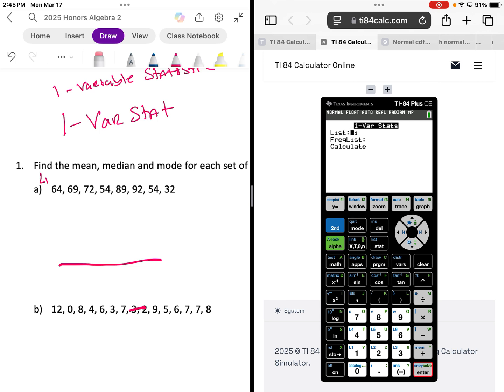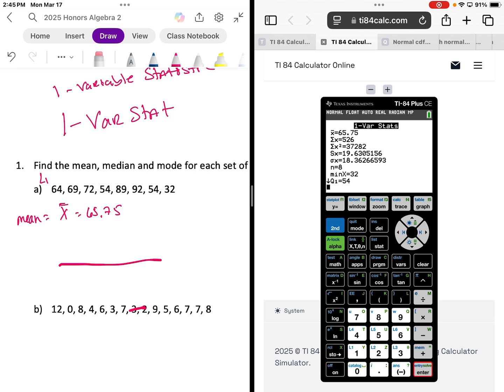All right. So if you did, change it. Go all the way down to leave your list blank. Go down to Calculate, hit Enter, and voila. X bar, that's my mean. X bar, my mean, is 65.75.